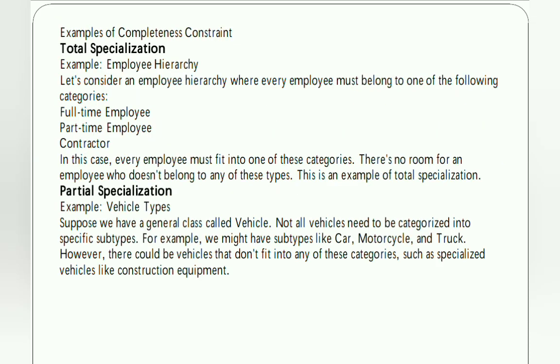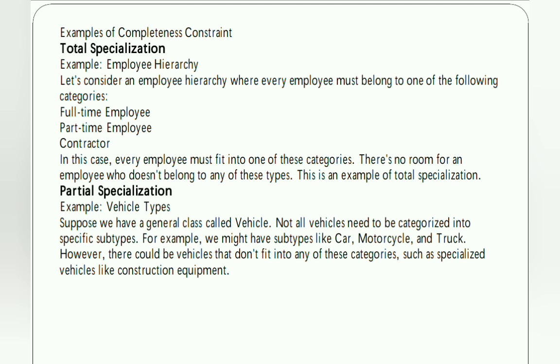So these are the examples of total specialization and partial specialization. Let us consider an example of employee hierarchy. In the employee hierarchy, there are full-time employees, part-time employees, and contractors. Every employee must fit into one of these categories. There is no room for an employee who does not belong to these categories. So this is the example of total specialization.